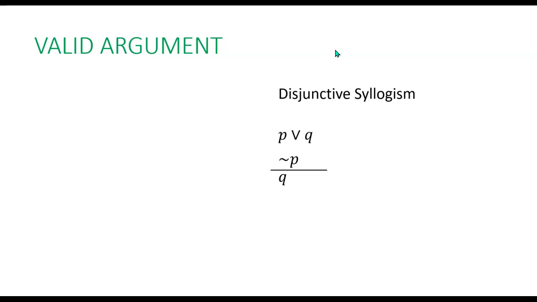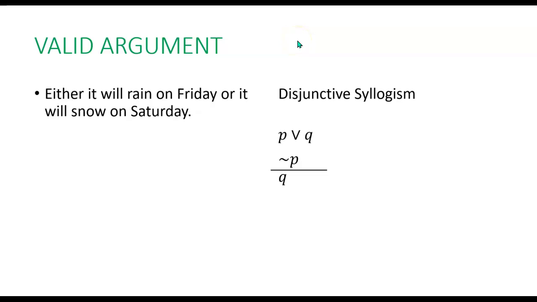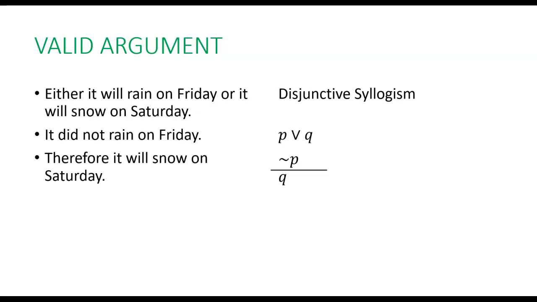Here's another kind of valid argument, what we call a disjunctive syllogism, because it relies on a disjunction, an or statement, as its first premise. So it says P or Q, not P, therefore Q. So basically you're saying that one or the other of two things must be true, and then you rule out one of them, so the other one has to be true. An example of this would be, either it will rain on Friday or it will snow on Saturday. It did not rain on Friday, therefore it will snow on Saturday. And that is a valid argument.